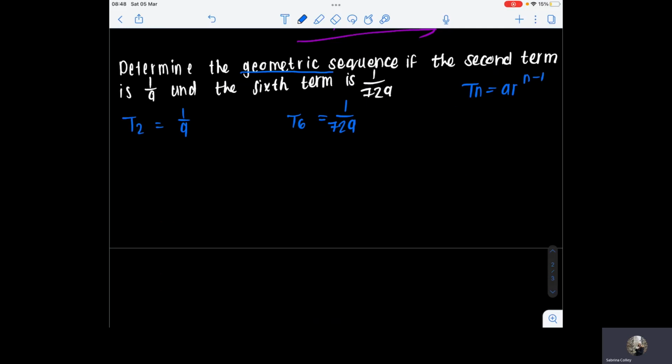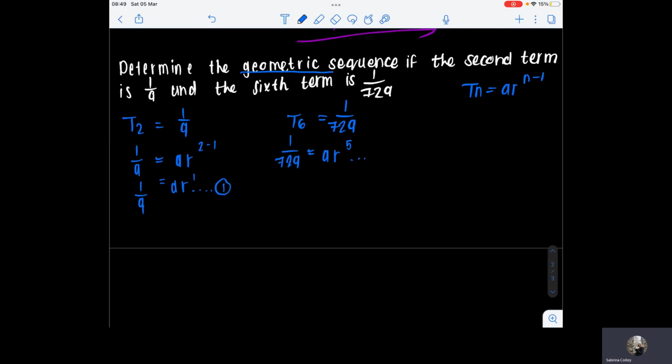What do I have and what do I need? I know my outcome is 1/9 is equal to A, I don't know, R, I don't know, but I know my term number is 2. So this will be 1/9 is equal to AR to the power of 1. Then T6, I know my outcome is 1/729. A, I don't know, R, I don't know, n is 6, so 6 minus 1 is going to be 5. So I've got two formulas here.